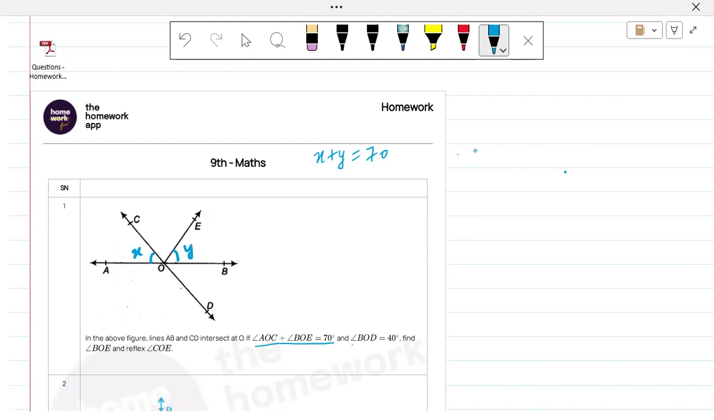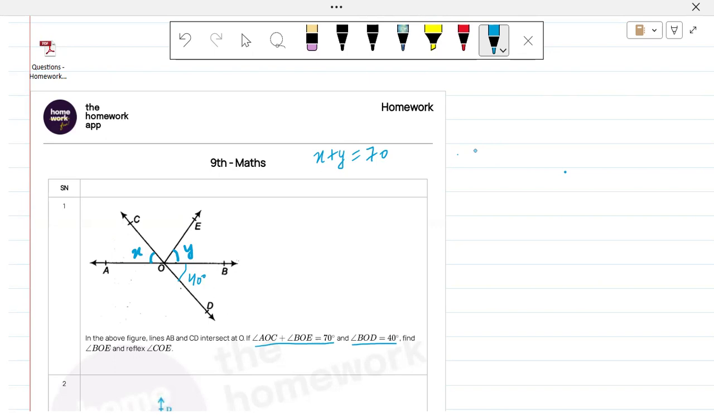Now it is given angle BOD is equal to 40 degrees. That means this angle BOD is equal to 40 degrees. It is given in the question. What is asked? It is asked to find the value of BOE. BOE is this angle. You have to find the value of Y here. So how do you solve this question?